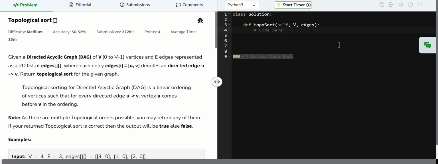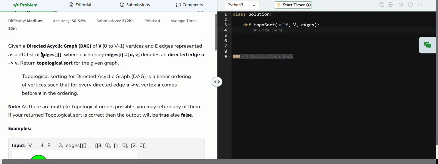Hey guys, so in this video we are going to solve the topological sort problem from Geeks for Geeks. The problem states that we are given a directed acyclic graph. What is this directed acyclic graph? That means direction is specified, like from u to v, and it is also acyclic.